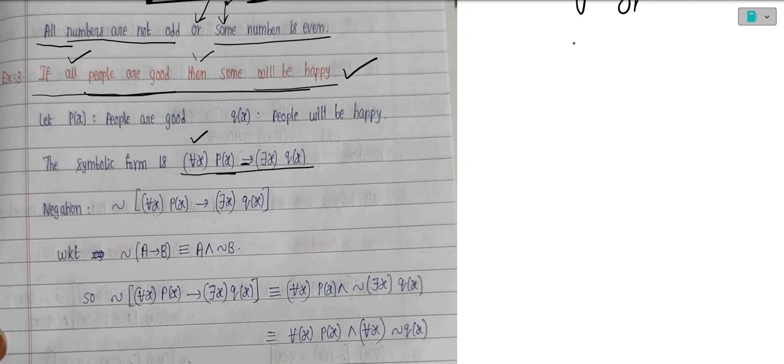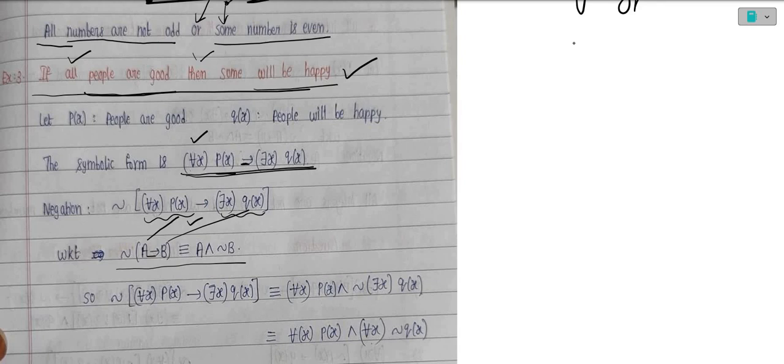Negation of the total, I am writing as it is in the bracket. So this is the rule I am going to apply. Negation of A implies B is identically equal to A and negation of B. Here A means P of X, B means Q of X. Otherwise you can take the total. This is A, this is B.